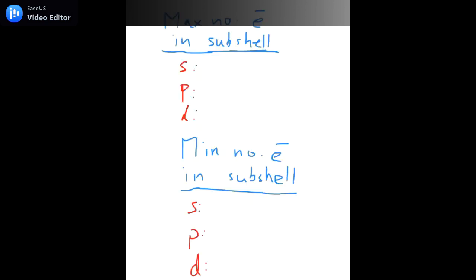So in the subshells, what is the maximum number of electrons? We've done that already. The maximum number of electrons in the s subshell is 2, the p subshell is 6, the d is 10, and then 14 for f. F isn't that important right now in our syllabus. Now, the minimum number of electrons in a subshell depends on the atomic number or the availability of electrons. So if there are fewer electrons available, in the s subshell there could be 1 electron. In the p subshell, there could be 1 till 5 electrons. And in the d subshell, there could be 1 till 9 electrons.